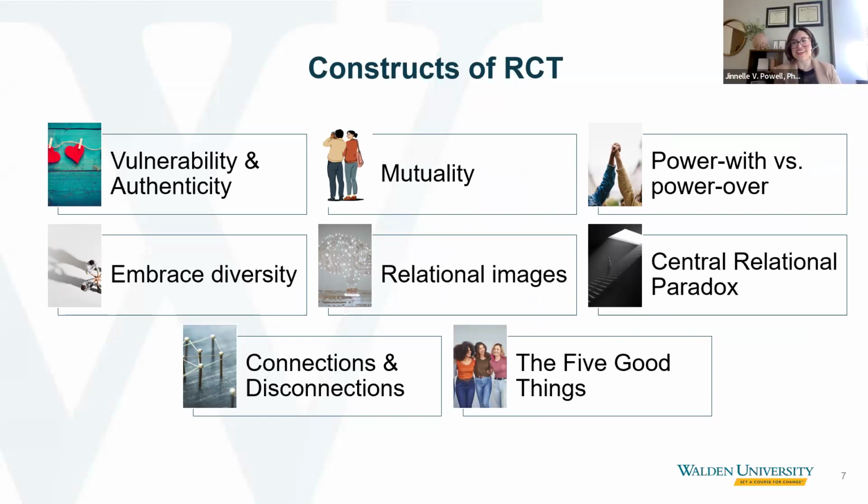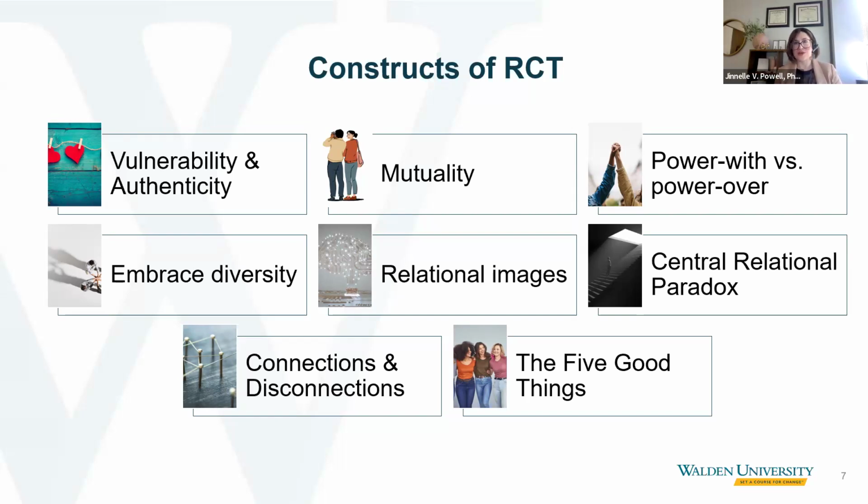Okay, so this is me. So first, I want to say, when it comes to relational cultural theory, there are a lot of different types of concepts within the theory itself that support what this looks like in human interaction and human development. And these are just a few of the main ones that are very important and relevant to what we're going to talk about today. So first, I have vulnerability and authenticity, and I think that's really one of the most essential pieces to engaging in the practice of RCT.